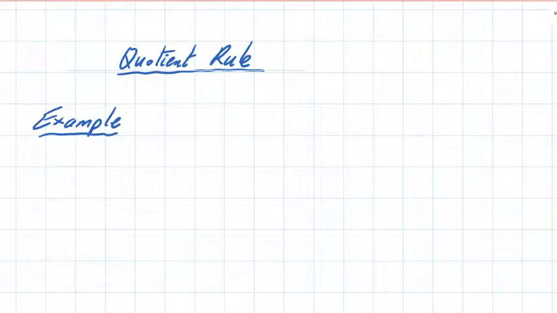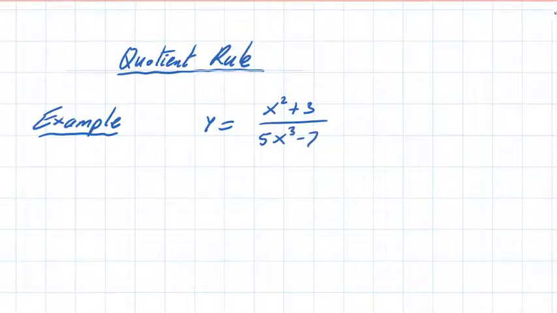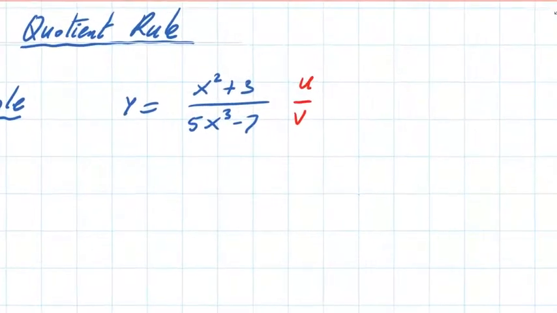So an example would be y is equal to, for example, x squared plus 3 over 5x cubed minus 7 or something, for example. Now this time they're divided, so it's u over v. So you have to recognize that's a u over a v. And now we divide and conquer again. Work on the u and v separately over here on the right.